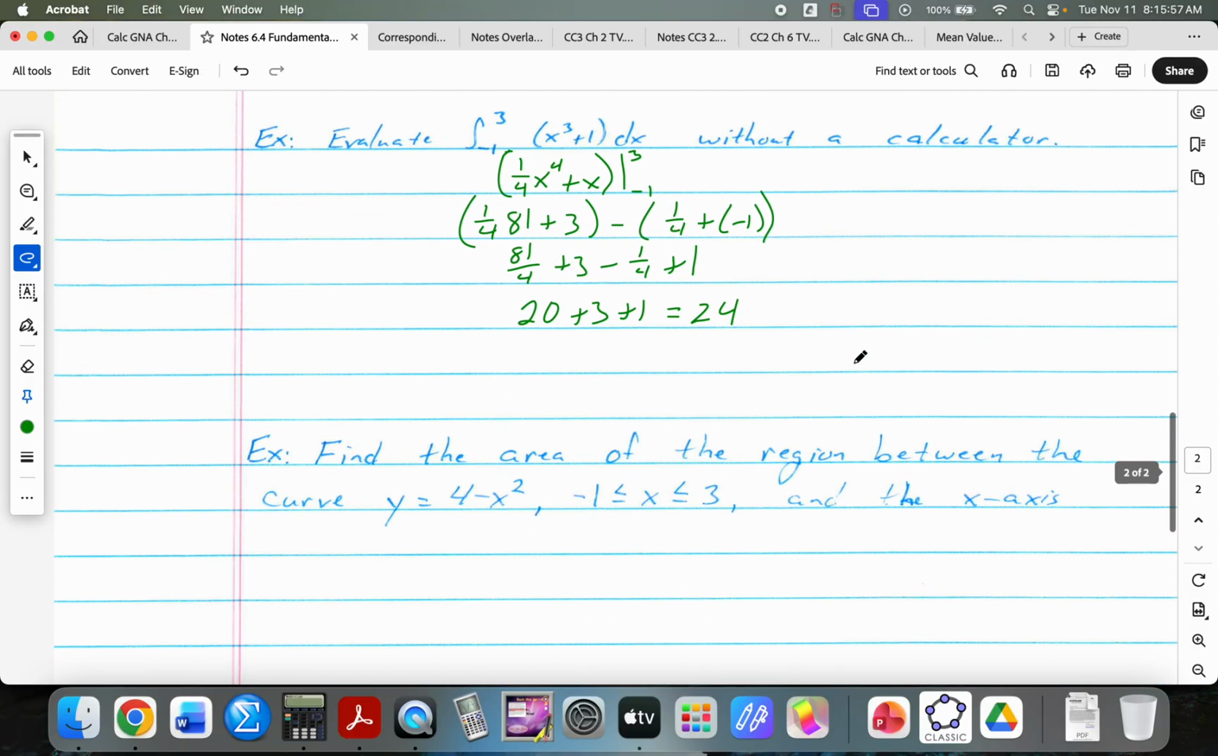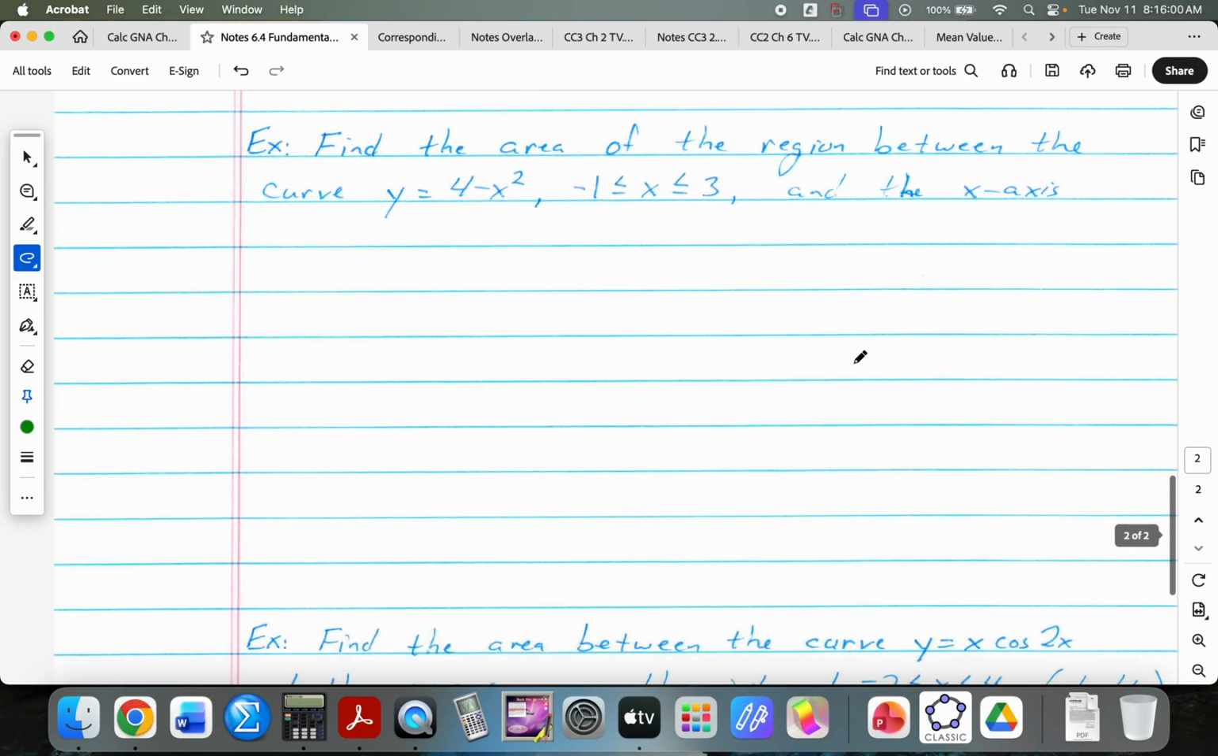All right. So one of the things that we used a definite integral for is being able to find the area under a curve. So find the area of the region between the curve y equals 4 minus x squared on the interval from -1 to 3 and the x-axis. For these, I pretty much always sketch just a quick and dirty, all right, so what does this kind of look like? 4 minus x squared looks like this.